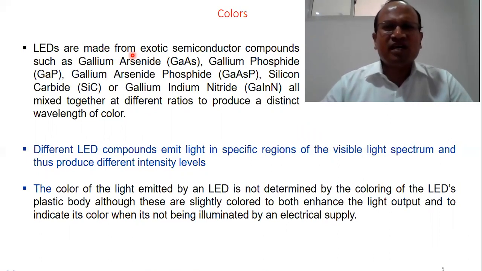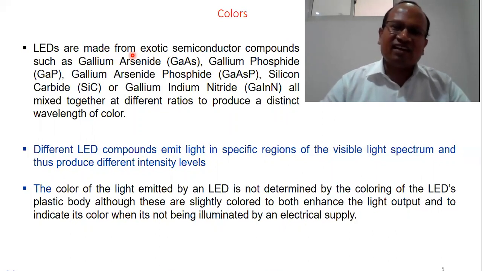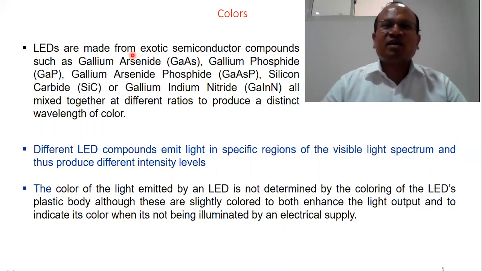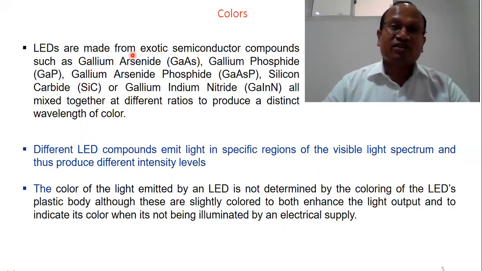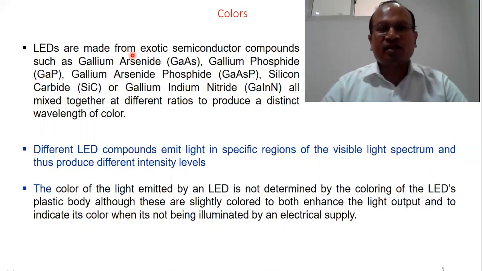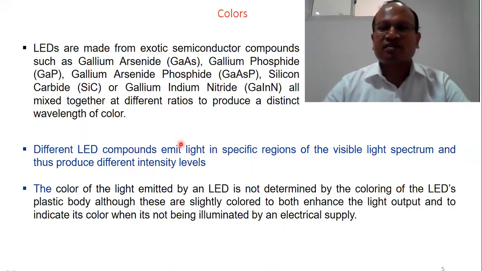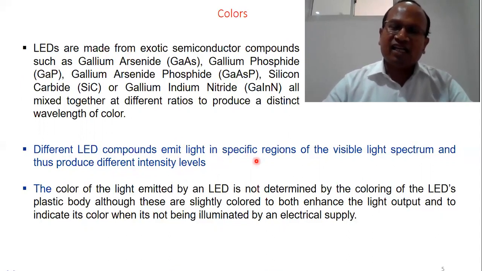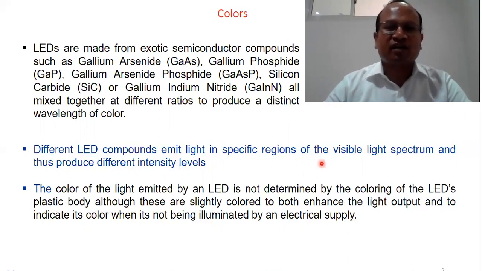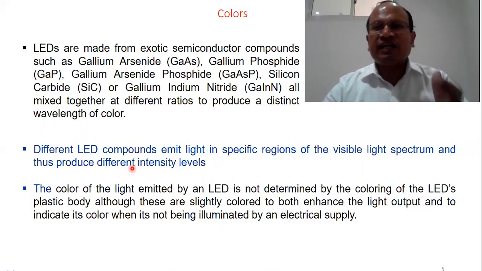How can we say that it behaves as a semiconductor? One thing we can see is the temperature coefficient of resistance is also negative. So this is how we can say that these materials are semiconductor materials. These materials are used in order to construct the LED. The different LED compounds emit light in specific regions of the visible light spectrum and thus produce different intensity levels.